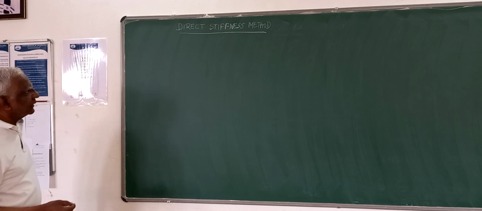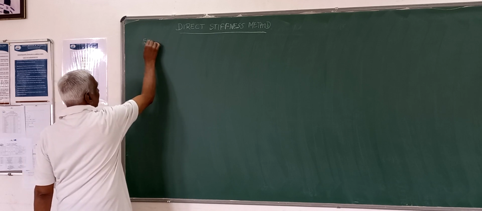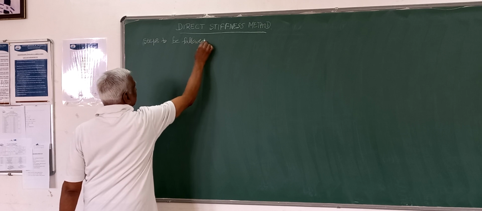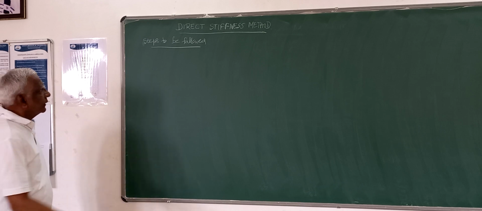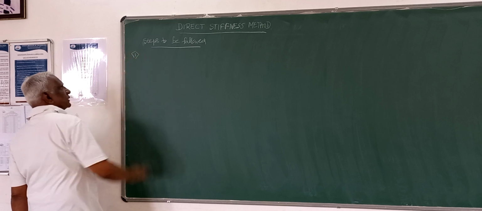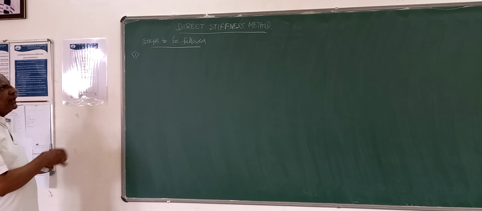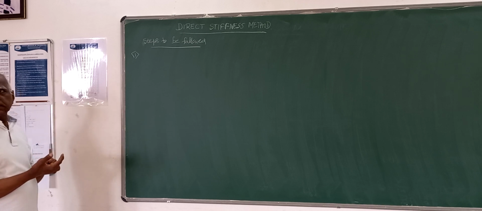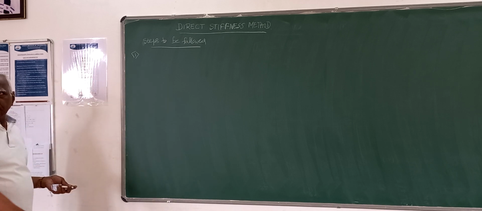direct stiffness method. So in this direct stiffness method, I can give you the general steps to be followed in the analysis. For all types of problems, the same steps are to be followed. The first step: given a structure, we have to choose a suitable origin for the structure, and you have to identify the joints, identify the members, identify the supports, and identify the loads on the structure. This information will be there before analysis, and you have to prepare a list of those things.